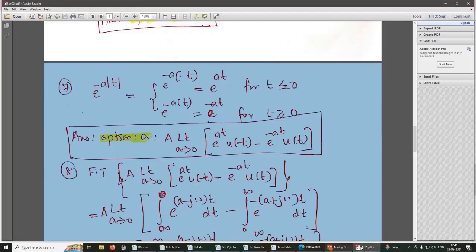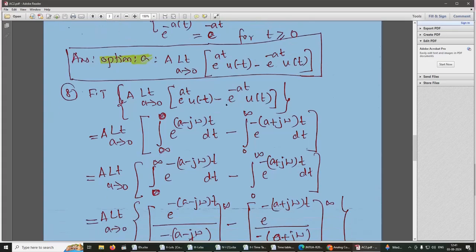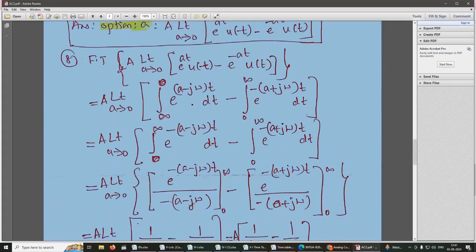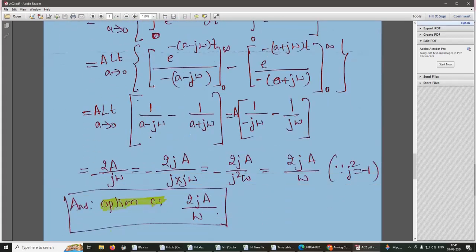Eighth question: find the Fourier transform of x of t for the above question. We will see the answer for this. For the eighth question, we have taken this one, and we try to find the Fourier transform. The Fourier transform for the individual values is 1 by a minus j omega minus 1 by a plus j omega, and of course a is there. Now if you put the limit a tends to 0, this becomes 1 by minus j omega minus 1 by j omega.